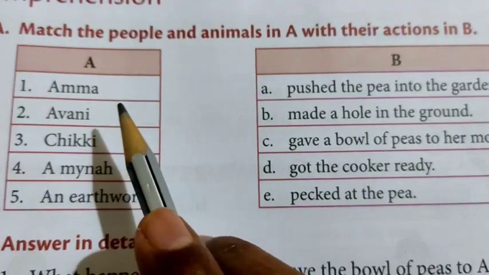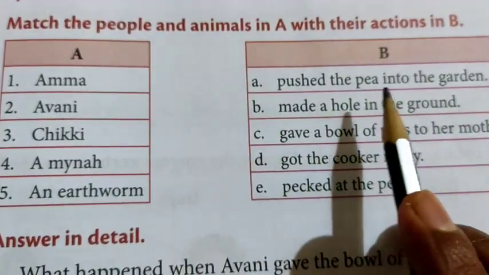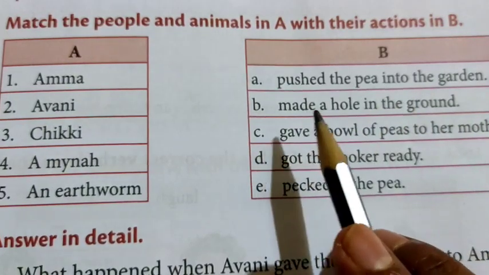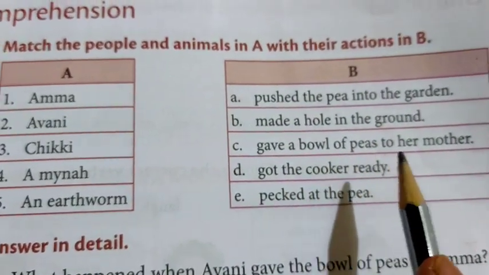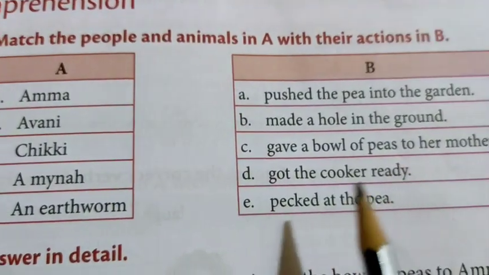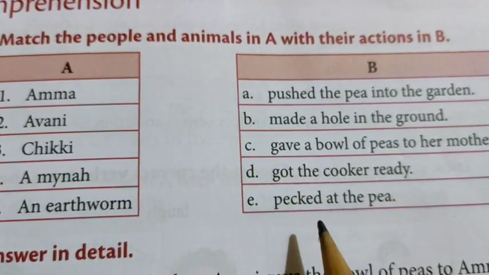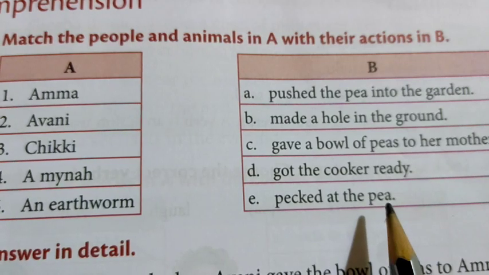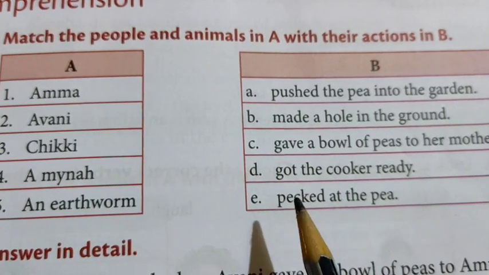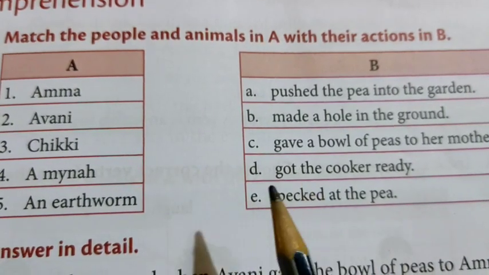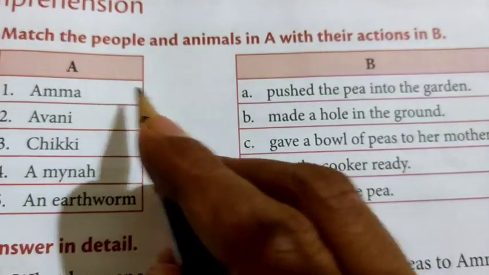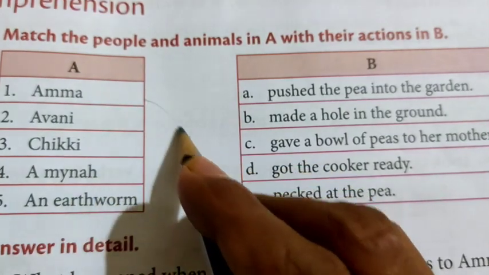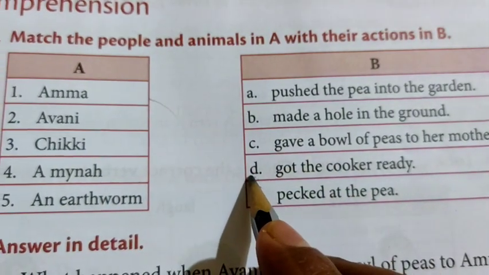What is Amma's action here? Pushed the pea into the garden, made a hole in the ground, gave a bowl of peas to her mother, got the cooker ready, pecked at the pea. What did Amma do? Yes, Amma got the cooker ready. So, draw a line to D.